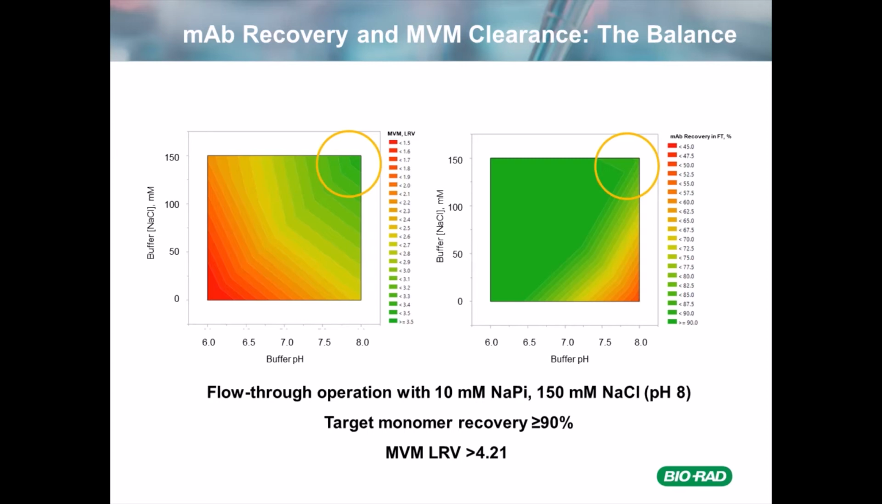As we want to use this step to guarantee the overall viral reduction, we actually decided to run the scale-up purification at pH 8 with 10 millimolar of sodium phosphate and 150 millimolar sodium chloride, which would give us a log reduction of MVM over 4.2. And at the same time, we can still get the target monomer recovery over 90%.